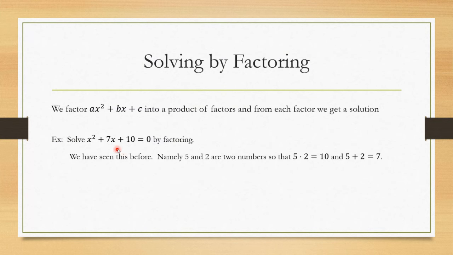Okay, so the left-hand side here, we have seen this one before. There's three terms. It's degree 2, and the leading coefficient is 1. So as I have here, we want two numbers whose product is 10 and whose sum is 7. And as I have on the slide, the two numbers we can use are 5 and 2. 5 times 2 is 10. 5 plus 2 is 7.